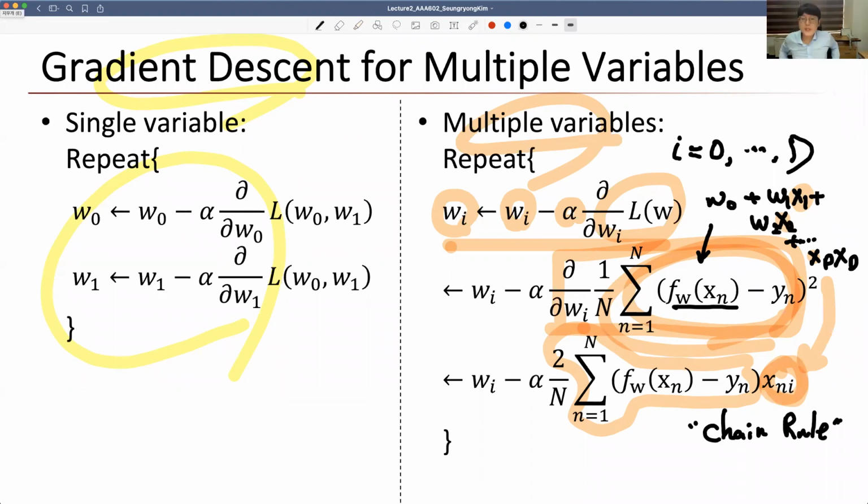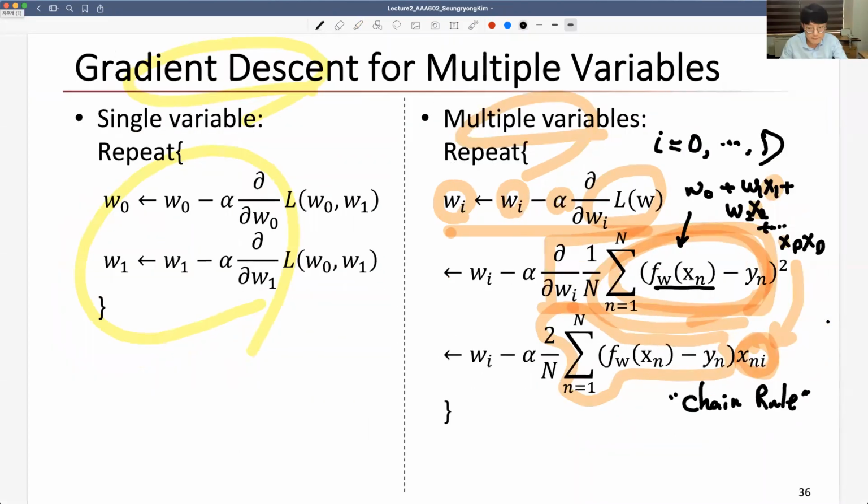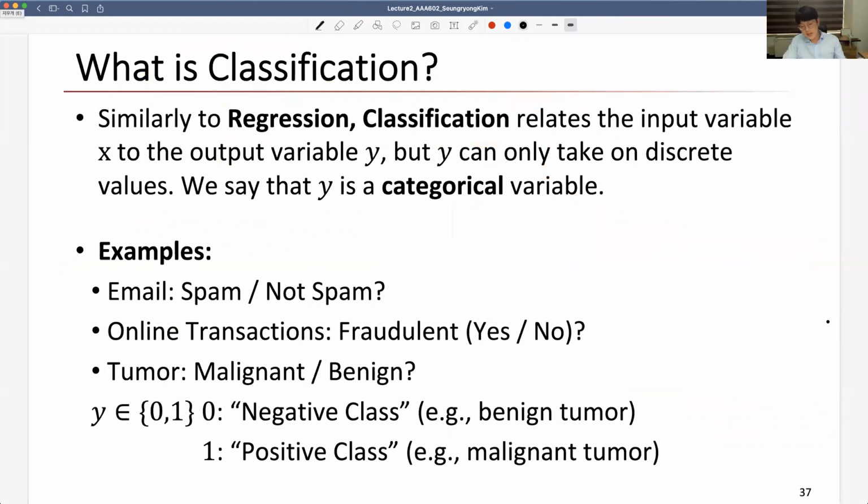Okay, so this is the gradient descent for the multivariable. So this is the end of the regression problem. Then from here, we would like to move to the classification problem. But if you fully understand what the regression is, what the loss function is, and what the gradient descent algorithm is, you can easily understand the classification as well.